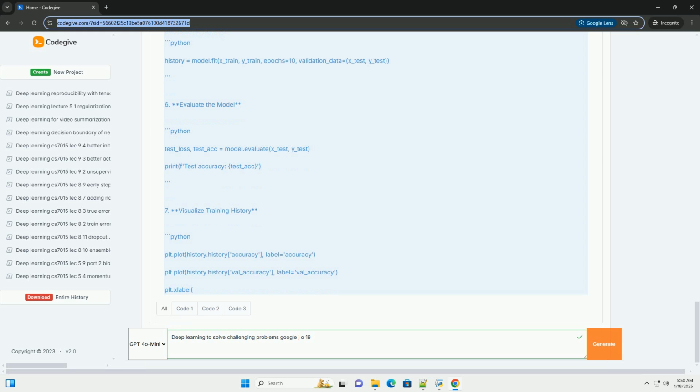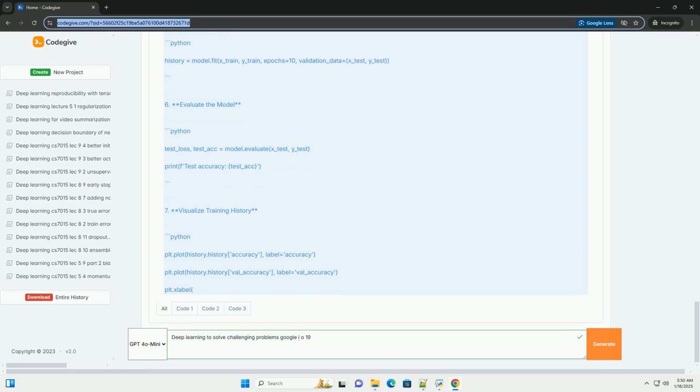A neural network consists of layers of neurons, where each neuron receives input, processes it, and passes the result to the next layer. 2. Activation functions, functions that introduce non-linearity into the model, enabling the network to learn complex patterns. Common activation functions include ReLU, sigmoid, and tanh.